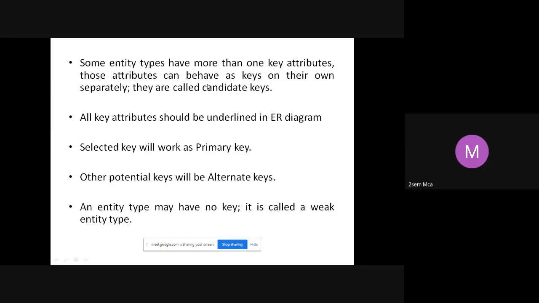Candidate key, as I told, let me give you a recap. When you have more than one key which can act as a primary key, then all of them are called candidate keys. You can select one of them to become the primary key. All the others will become alternate keys. That is also what we saw.